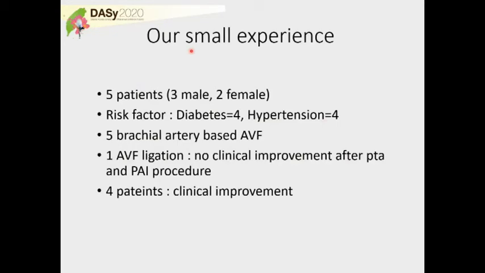From our small experience in 2 years, we performed endovascular correction for dialysis access steal syndrome in 5 patients, and risk factors were diabetes and hypertension. In all 5 patients, we had brachial artery-based AV fistula. With endovascular treatment, there was clinical improvement in 4 patients and no improvement in 1 patient, and we had to perform AV fistula ligation because of no clinical improvement after PTA and PAI procedure.